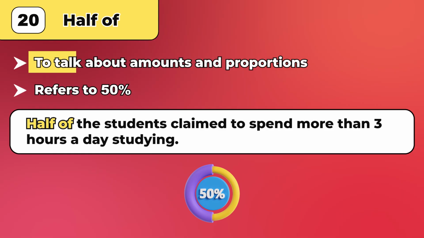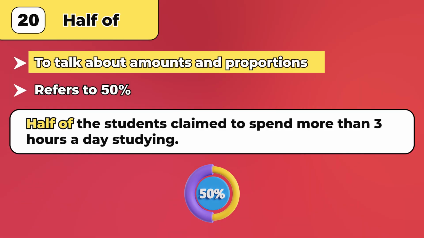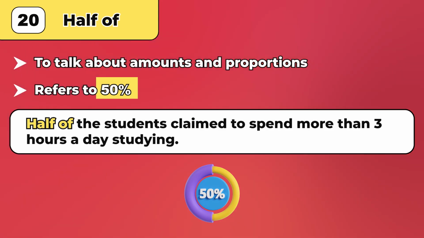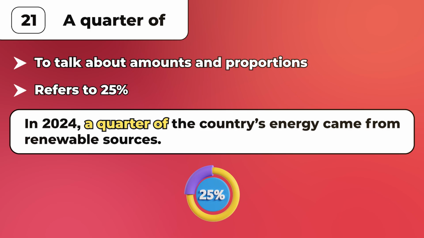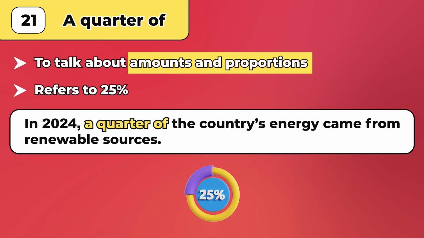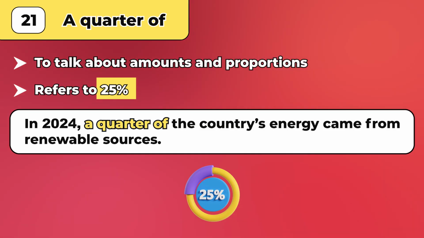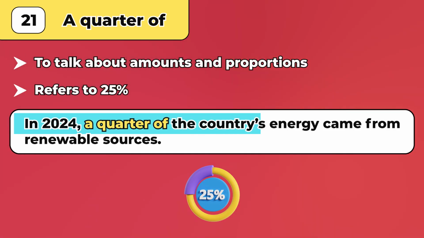This is great to talk about amounts and proportions. It refers to 50%. For example, half of the students claim to spend more than 3 hours a day studying. Similarly, a quarter of is useful for referring to proportions. It refers to 25%. For example, in 2024, a quarter of the country's energy came from renewable sources.